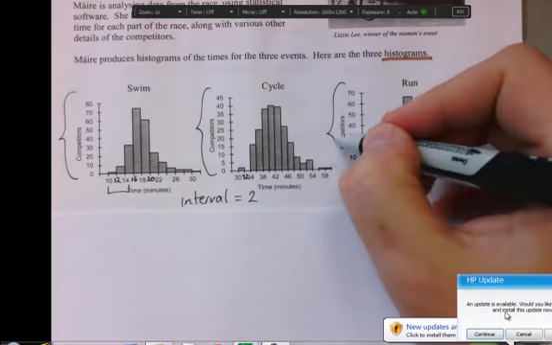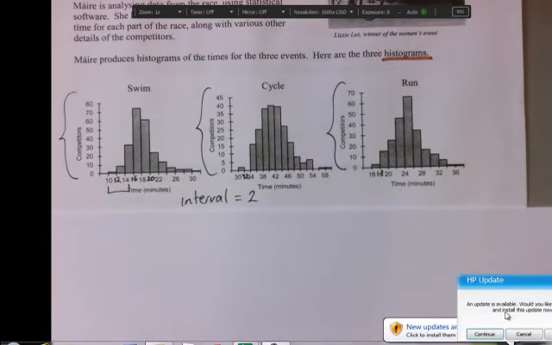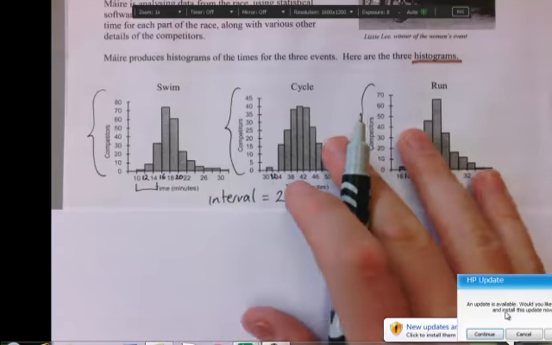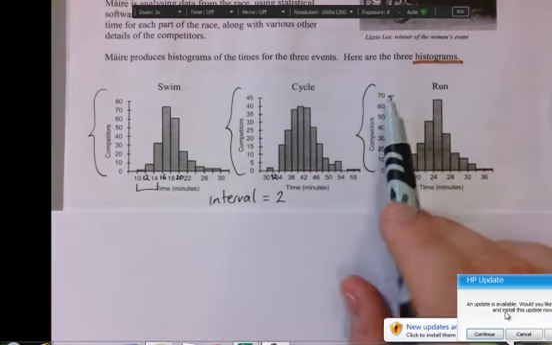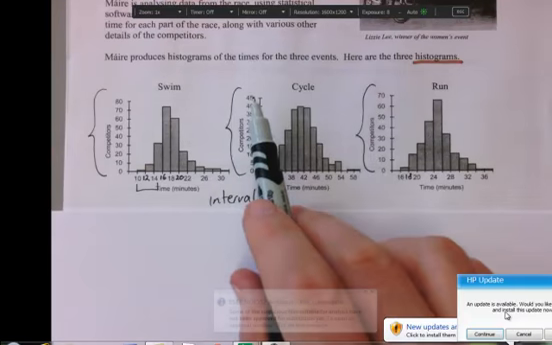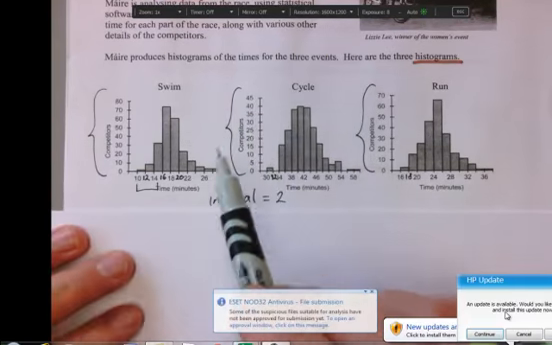And again, you should be watching out for things like this. The scale isn't quite the same for all of them. You can see for the swim and for the run, it goes up in 10s. However, for the cycle, it actually goes up in 5s.